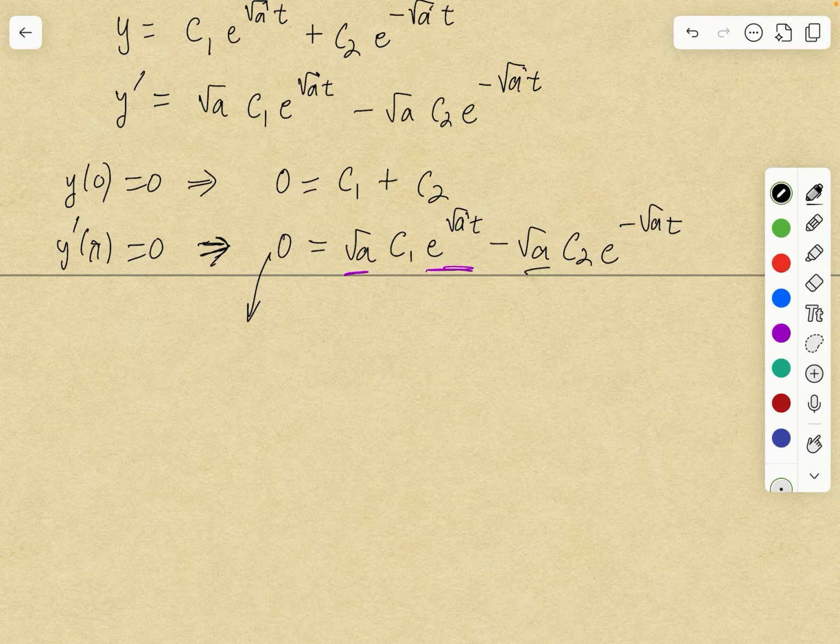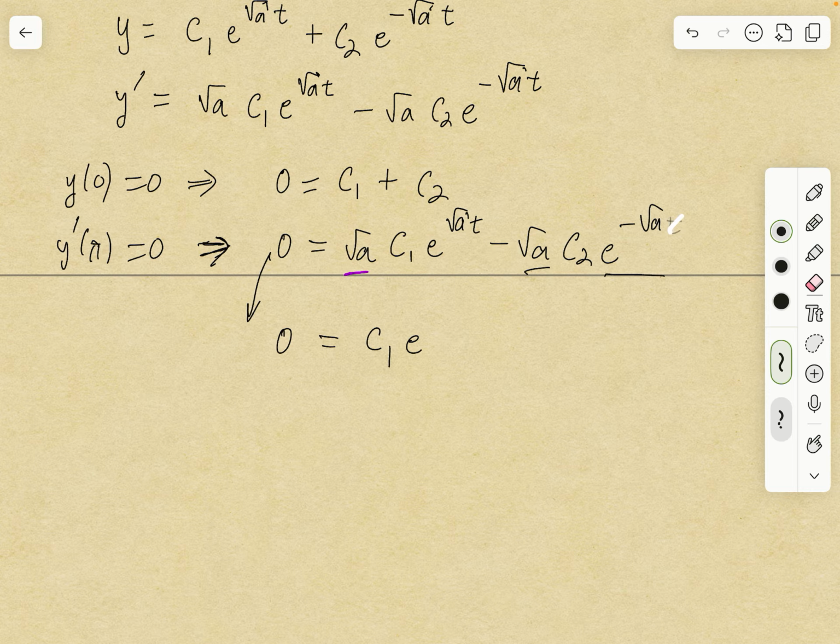Right, I have a root a, and then this e to the minus root a t. I guess the e to the root a t and e to the minus root a t's don't cancel. But the square root of a, I can divide both sides by the square root of a, can't I? So that's going to give me 0 equals c1 e to the... Oh, wait, no, it is pi. It is pi because I plugged in t equals pi. Oh, man. Okay.